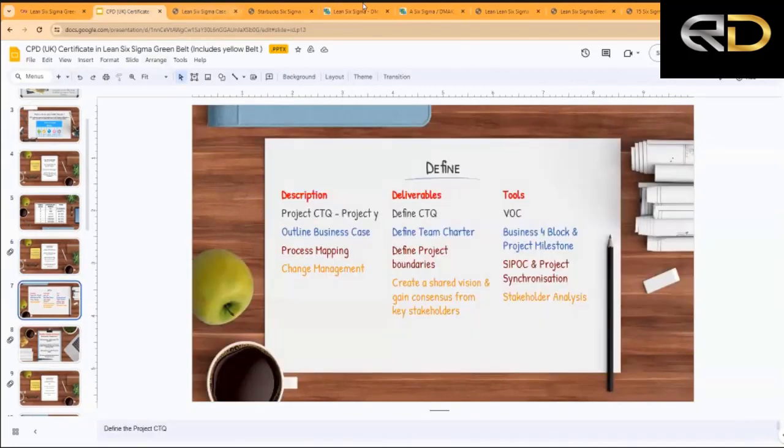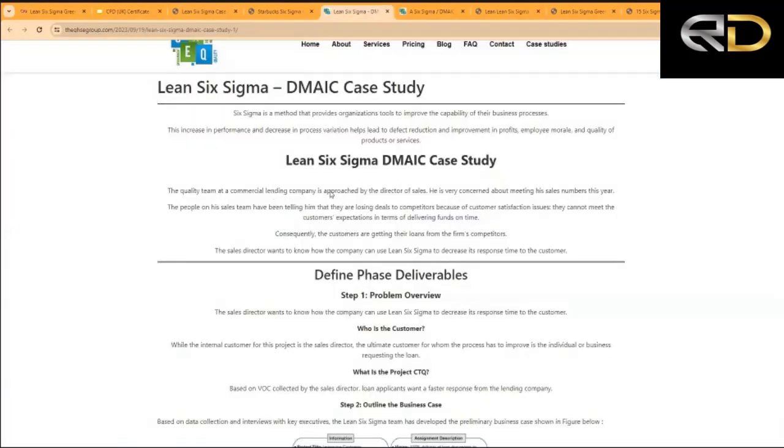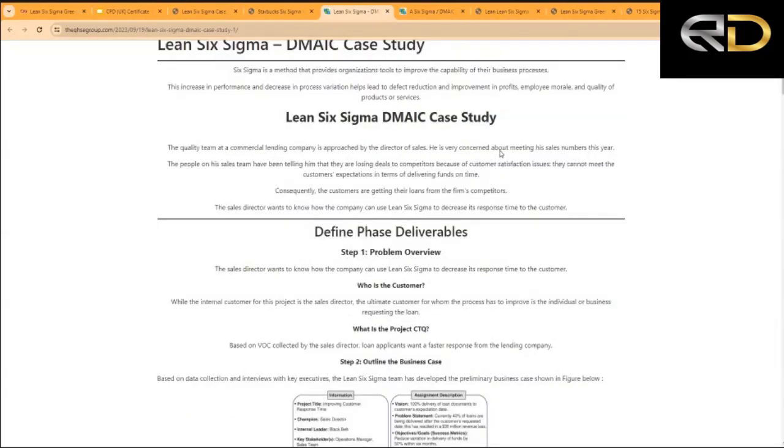So right here, you can see that a quality team at a commercial lending bank, okay, is approached by the sales director. He's very concerned about meeting his sales numbers this year. The people on his sales team have been telling him that they are losing deals to competitors because of customer satisfaction issues. They cannot meet the customer's expectations in terms of delivering funds on time. So consequently now, the customers, they are getting their loans from other banks. So the sales director wants to know how the company can use Lean Six Sigma to decrease response time to the customer. So what is happening here?